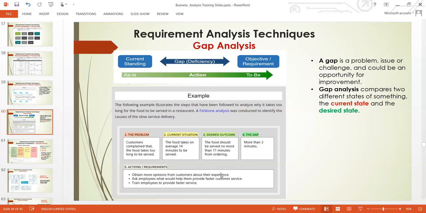Now we've gathered the requirements from the customers, then we need to look at our employees. So ask employees what would help them provide faster customer service. We'll find out that maybe some of the equipment we procured within our restaurant and within the kitchen, our employees don't know how to use it. For instance, maybe our cooks have been using an oil fryer to fry some of the food or some of the fries we serve to the customers.